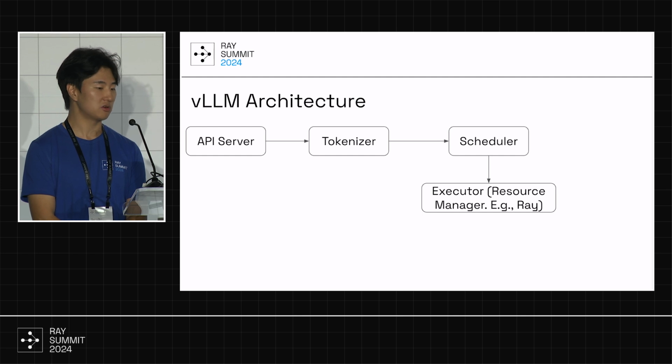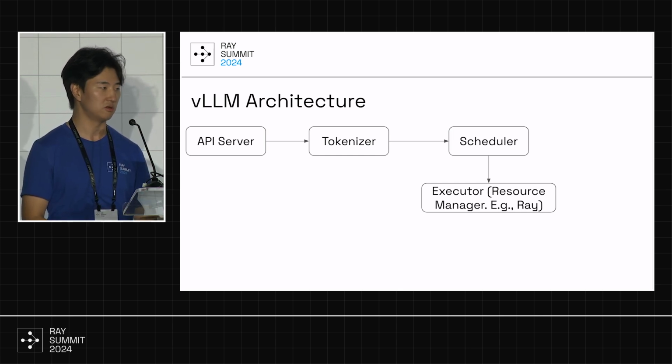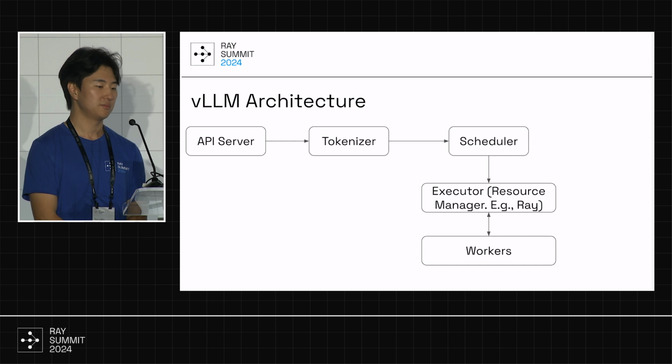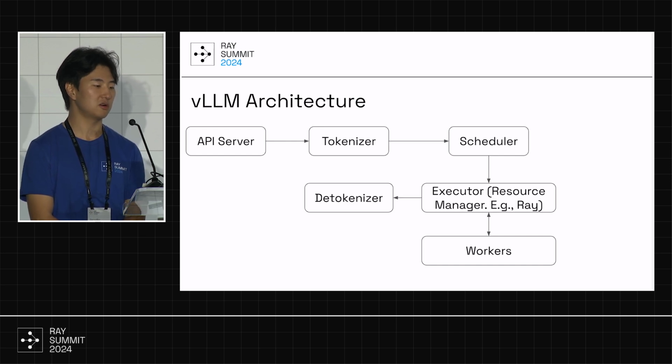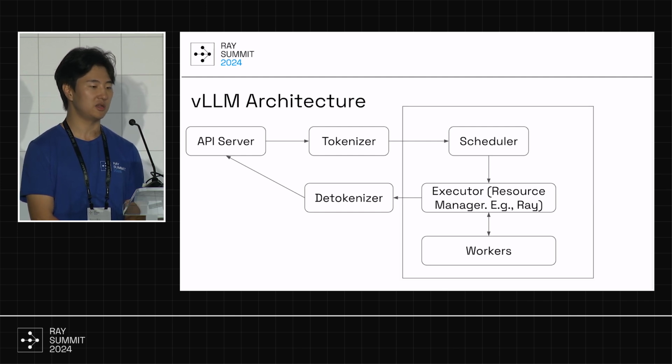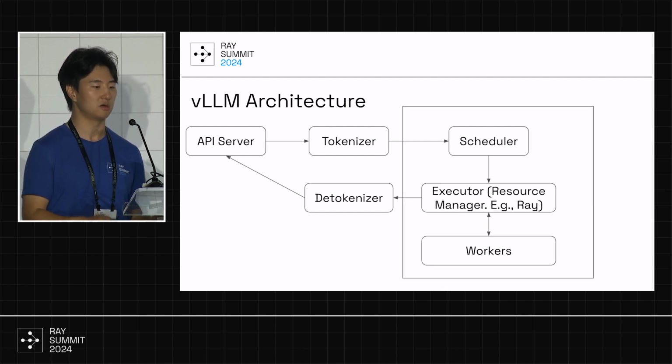It has an executor component, which basically manages resources. For example, they use Ray under the hood, and they also have a multiprocessing-based backend. So this executor schedules the process, starts the process, manages the process, as well as sending the inputs to all of the workers to run the model. And once you get the result from the workers, the sampled result goes to the tokenizer, and the tokenized result goes back to the user through the API server. Since it's distributed inference, we are going to mainly focus on these three components today.